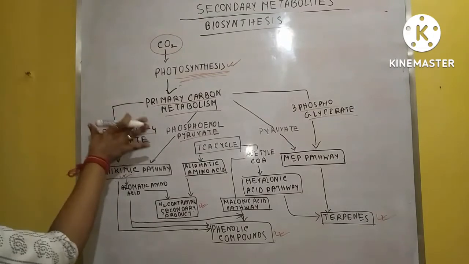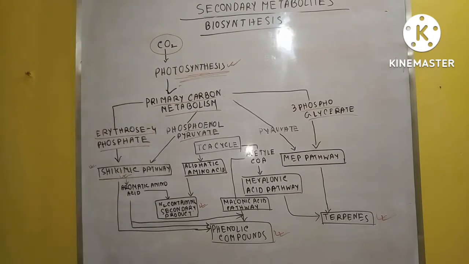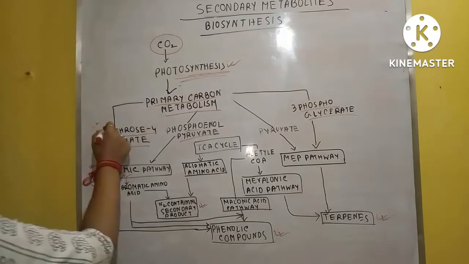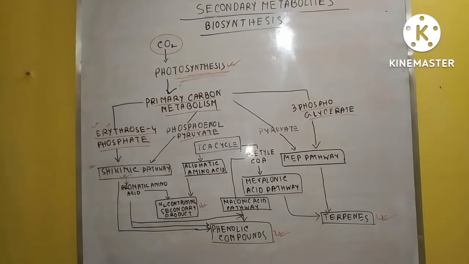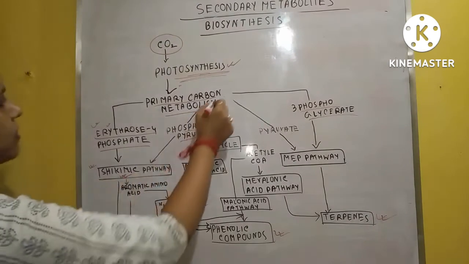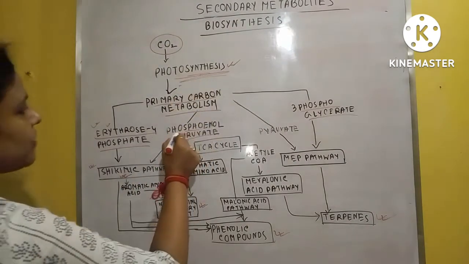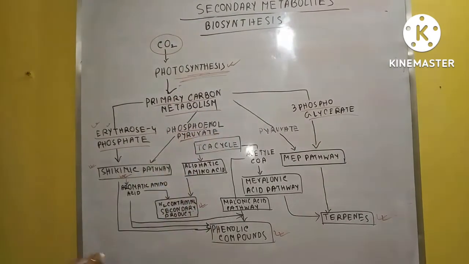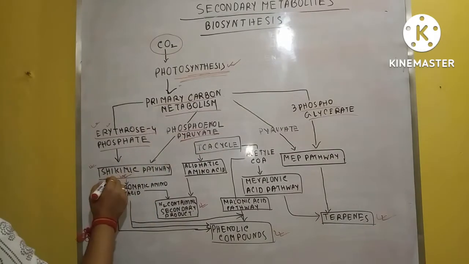This erythrose 4-phosphate, this is a reaction. You can see this compound in the dark phase. Obviously, in the dark phase, you see this compound, erythrose 4-phosphate, in the photosynthesis process. So this erythrose 4-phosphate enters into the cyclinic pathway, and not only this, obviously from the primary carbon metabolism, the phosphoenol pyruvate also enters in this process.